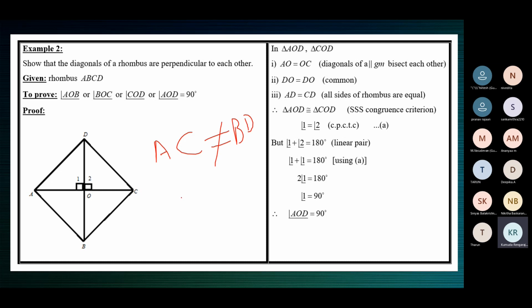One diagonal cuts the other diagonal into two equal halves. So when you take up the diagonal AC, O is the midpoint, AO is equal to OC. When you take up the diagonal BD, DO is equal to BO. But the diagonals are not equal. Like if this is 10, it will be 5, 5. If this is 8, it will be 4, 4.